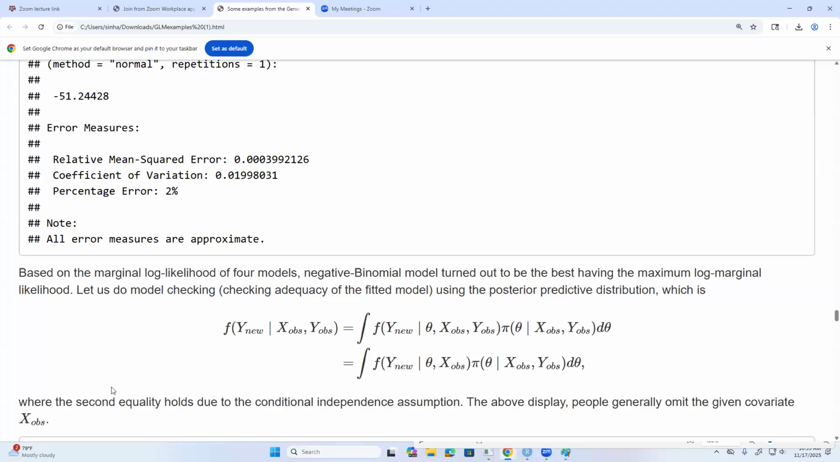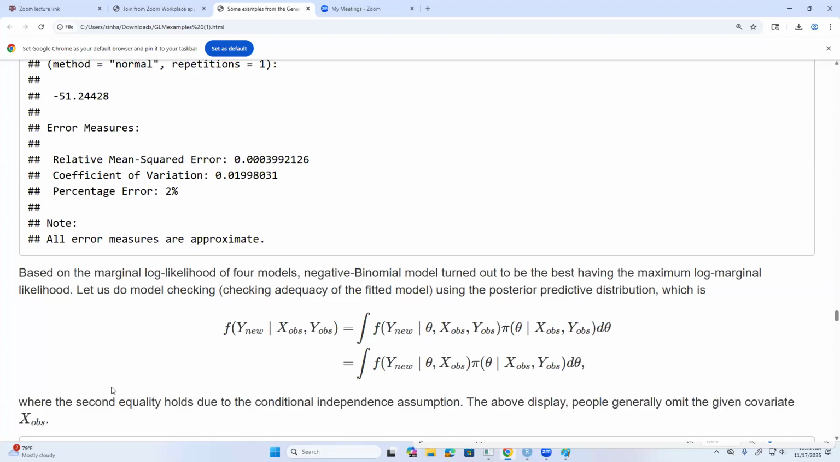Okay, now next thing is, let us do further model checking. One may wonder, what is the point of doing model checking when we have already declared the negative binomial model is the best model? Well, as I said previously, you cannot say this model is the best, because we considered only four models. Among the four models, negative binomial is the best model. Now I still want to check model adequacy of this best model.